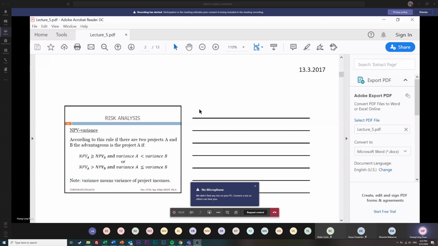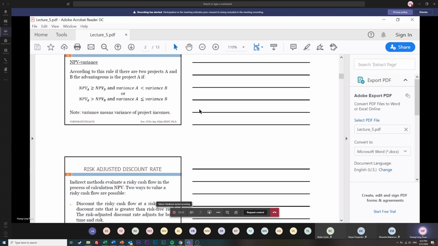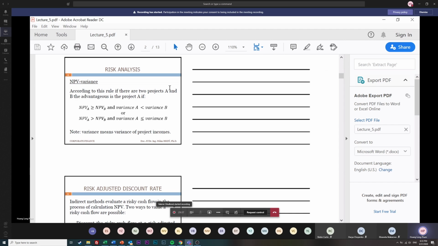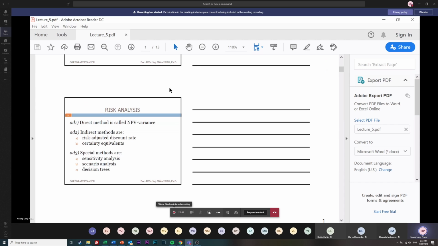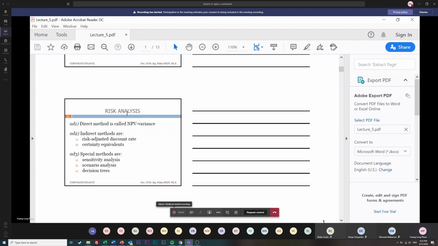Okay, great. So if you look at the slide, I don't know which slide it is. However, you can see here this risk analysis. There are three methods: direct methods, indirect methods, and within indirect methods, you have risk adjusted discount rate and certainty equivalence.